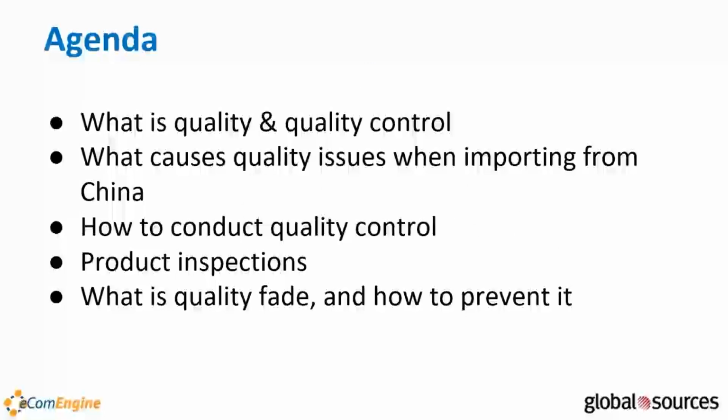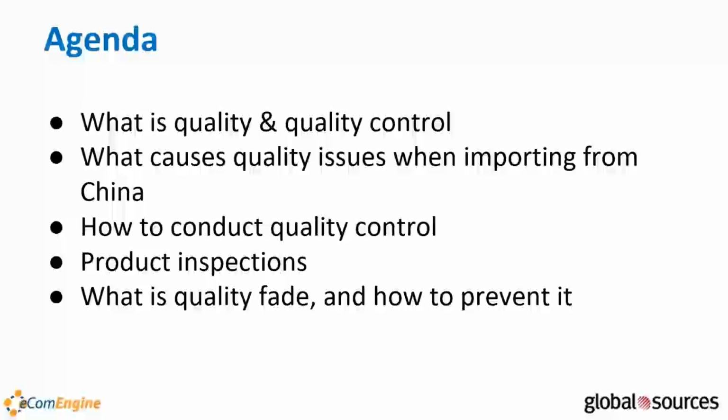So as I was saying, today we're going to be talking about what e-commerce sellers should know about quality control when importing from China. Let me go over the agenda real quick. First of all, I want to talk about what quality means when you're sourcing from China. Then we'll go into the most common causes of quality issues and the best ways to conduct quality control when importing from China. I also want to talk about the different types of product inspections that can be done in China. And finally, I'll describe the concept of quality fade, and I'll explain why it happens.